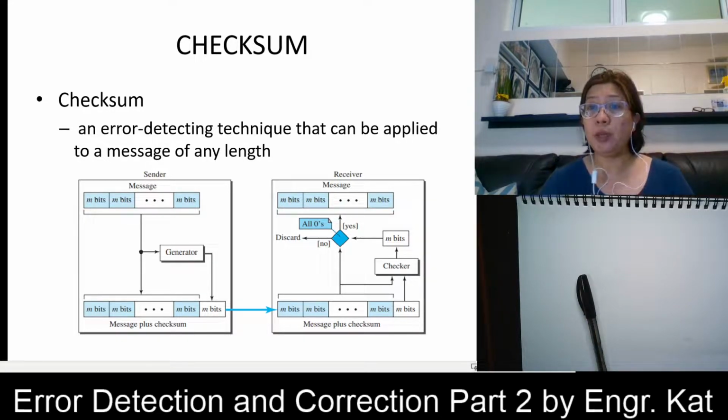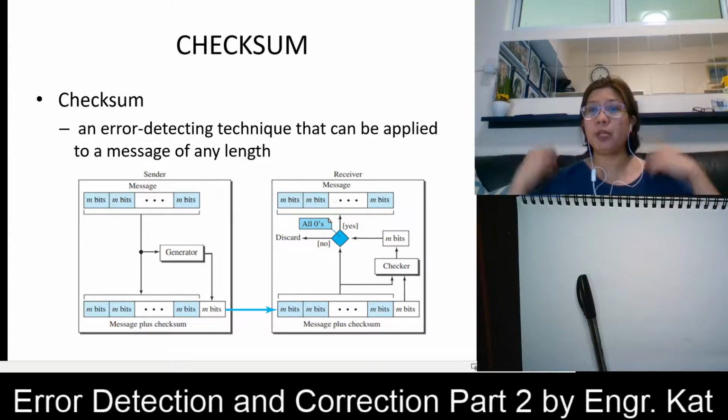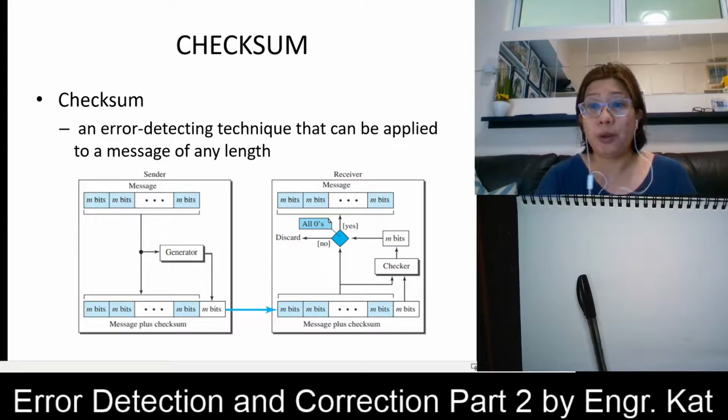We've mentioned before that there are different layers in our communication systems. Usually the checksum technique is used in the network layer and the transport layer rather than the data link layer. The previous techniques that we have discussed were being used in the data link layer. So what is happening in the checksum technique?